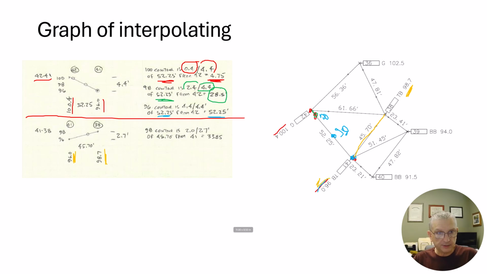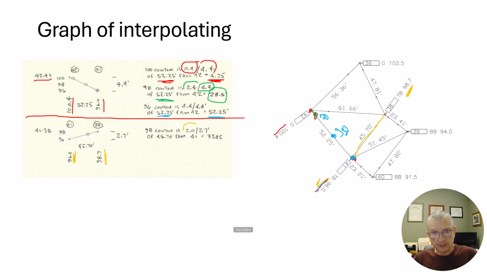And then we have the 96. So we're going from 96 to 98.7. Which contours are involved? The 96 we've already established. That's going to be just on top of 41. And then the only other contour that crosses between 96 and 98.7 is 98. So we're going up in elevation 2.